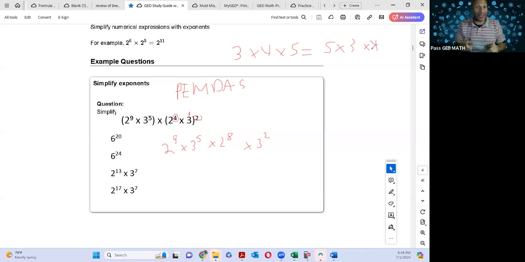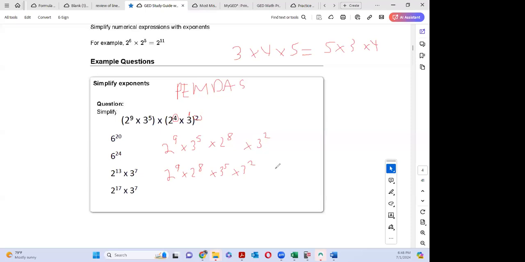When you're multiplying, and that's the only operation you have, it doesn't matter what order. So let's change the order of these. I'm going to have 2 to the 9th times 2 to the 8th times 3 to the 5th times 3 to the 2nd. Does everybody understand what I did?